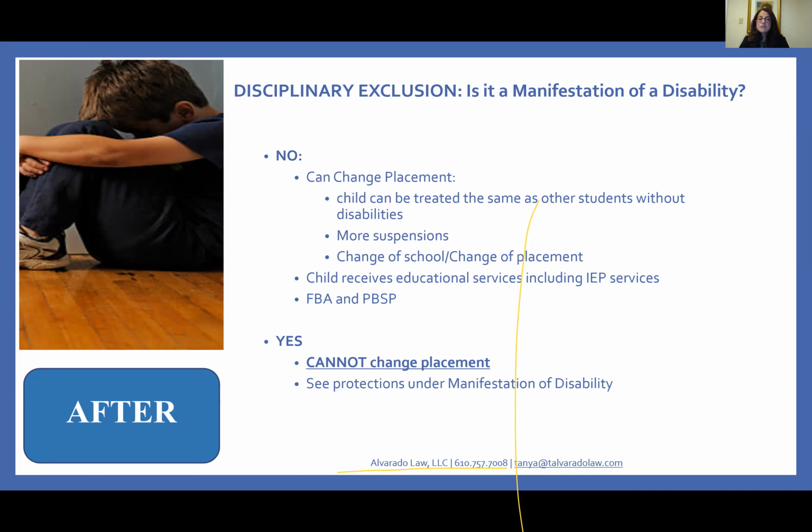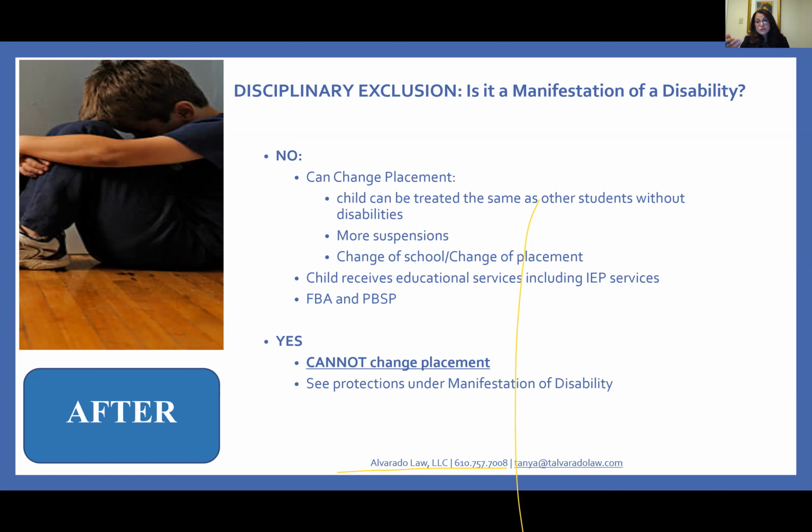But if the violation of the code of conduct is not a manifestation of your child's disability, then the school district can continue to discipline your child just like they would discipline any other child in the school. If it is a manifestation of your child's disability, they cannot continue to give the same disciplinary measures, because that would be a change of placement.